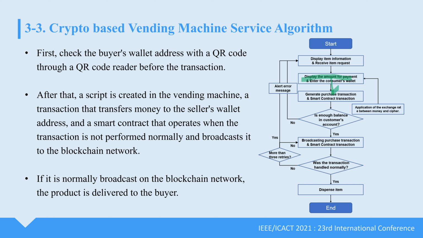And at the next stage, a script such as a transaction and a smart contract is created in the vending machine, and broadcast to the blockchain network. If it is normally broadcast on the blockchain network, the product is delivered to the buyer.